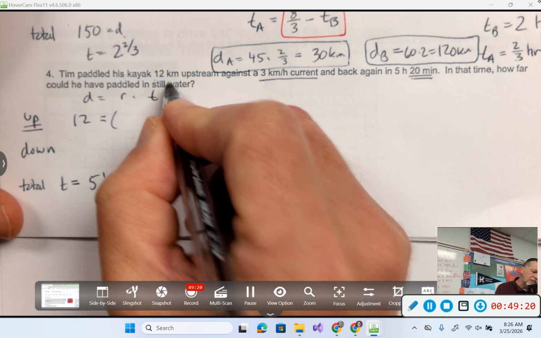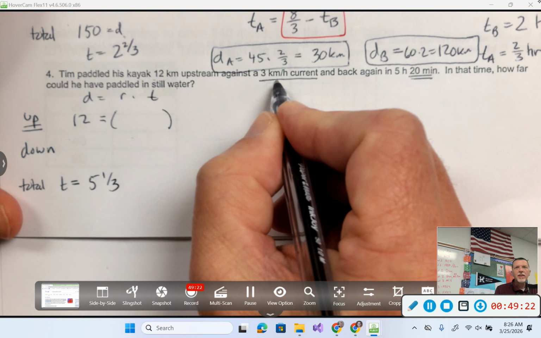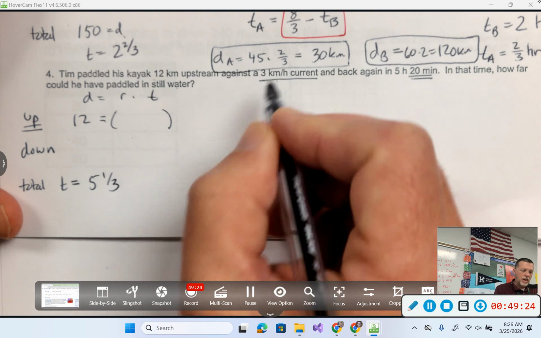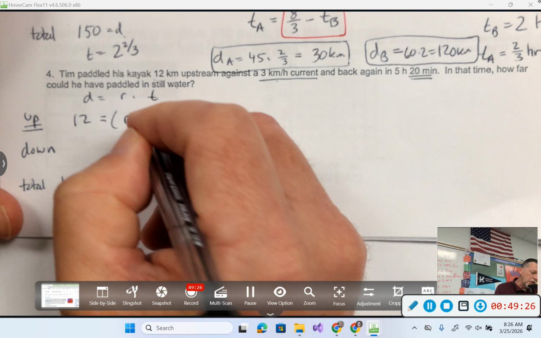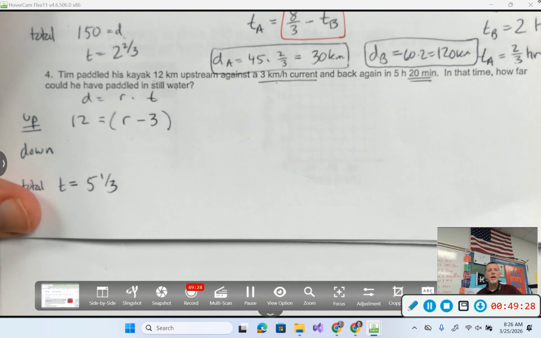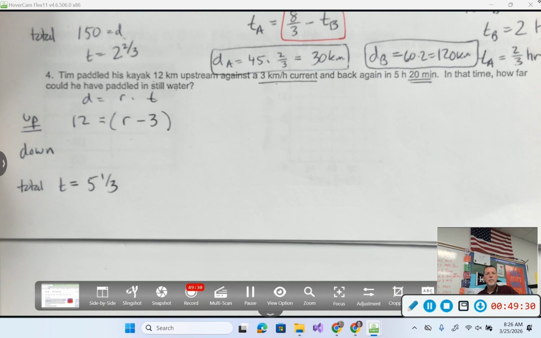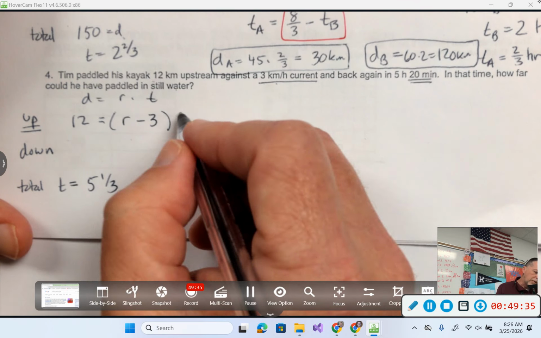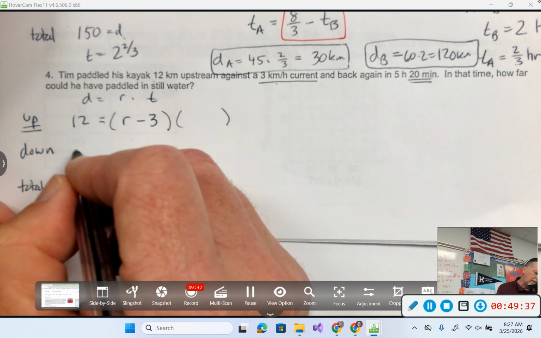12 is the distance. 3 is the current. It's unknown, or it's minus 3. We don't know minus 3. A good way to say it. And the time we don't know either, so we'll hold off on that.